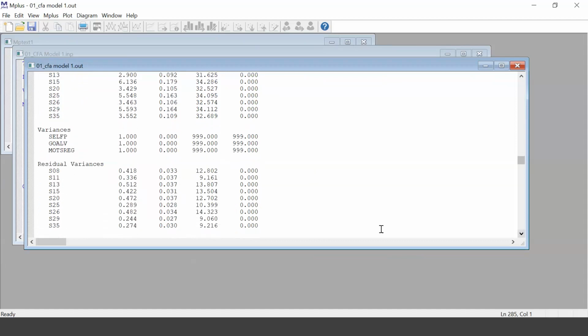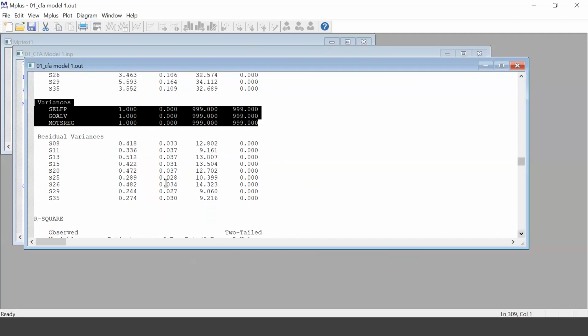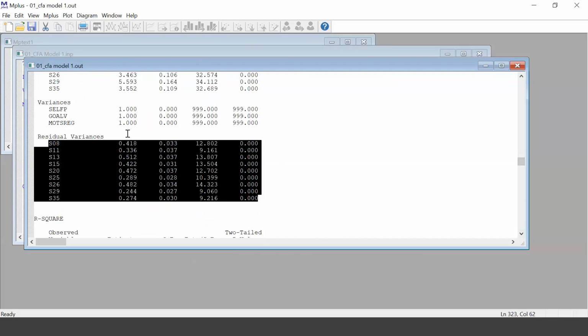And here you can see that the variances now for all three of the variables are 1 because this is the standardized solution. The standardized solution is standardized such that the mean of each factor is 0 and the variance is 1. And because of that, the residual variances here are actually 1 minus the R squared, or 1 minus the proportion of variance in the item that's explained by the factor.